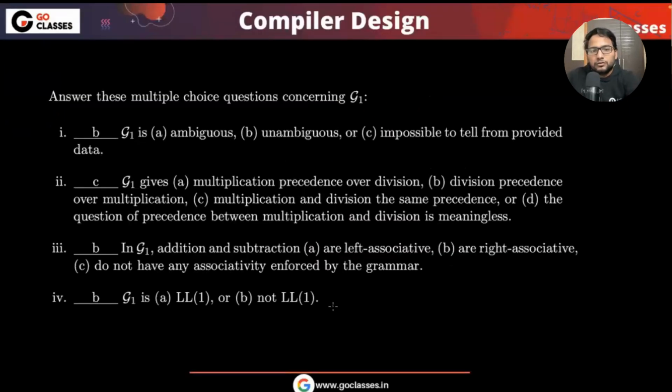If I just ask you between division and plus, which one is having higher precedence? Division. If I ask you plus and minus, then equal. If I ask you, let's suppose, multiplication and division, then if they're on the same level, this is equal. So the answer is C. C means multiplication and division have the same precedence.